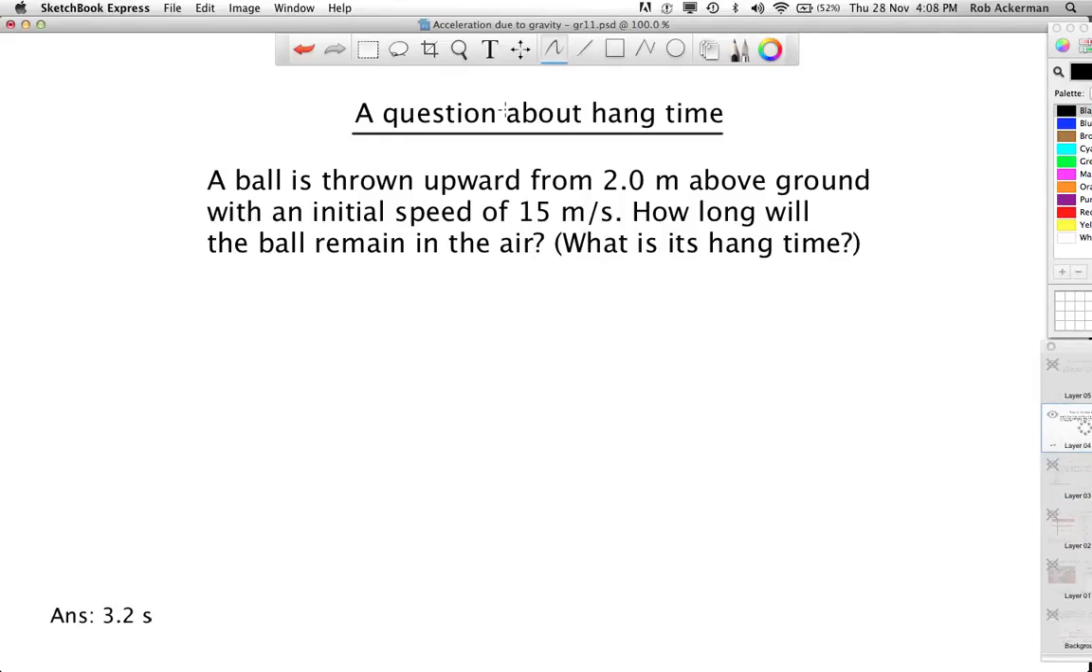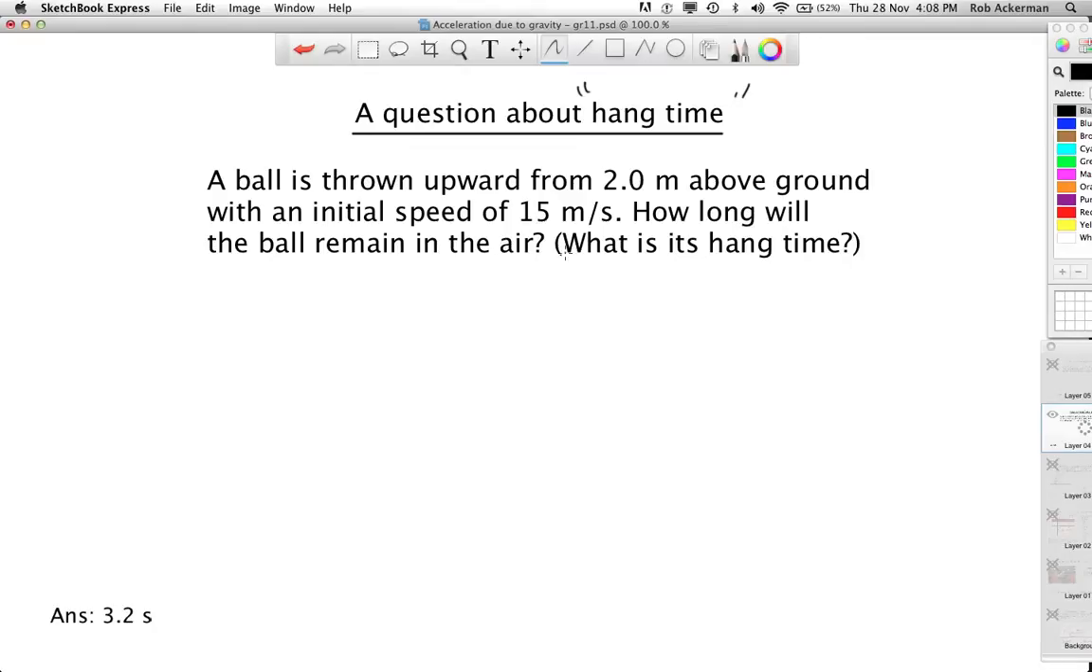This is a question about something called hang time, which we've already discussed what it means. It means how long is the ball in the air. So this is actually the same question. I've kind of rewritten it, maybe with a little bit different wording. A ball is thrown upward from 2 meters above the ground, initial speed 15 meters per second. How long will it remain in the air?